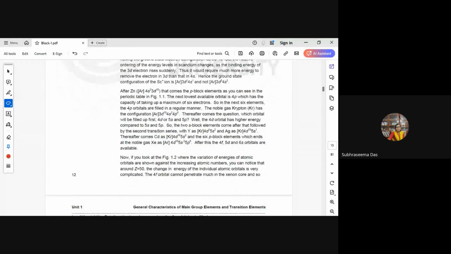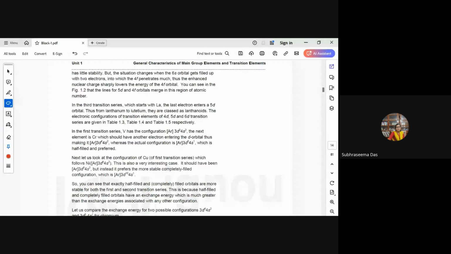So these are all the common things that we know. Now, if we look into the configuration of copper, we all know copper is an element of the first transition series, which has the following 3d8 4s2 is nickel. However, generally speaking, copper should follow the argon 3d9 4s2 configuration.